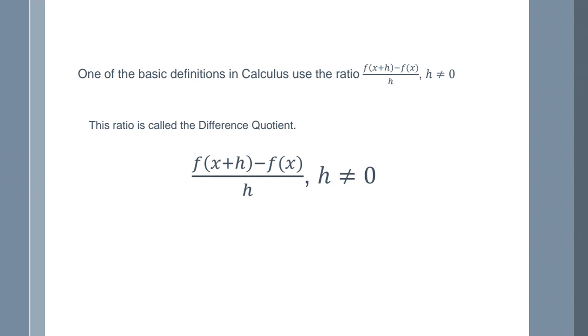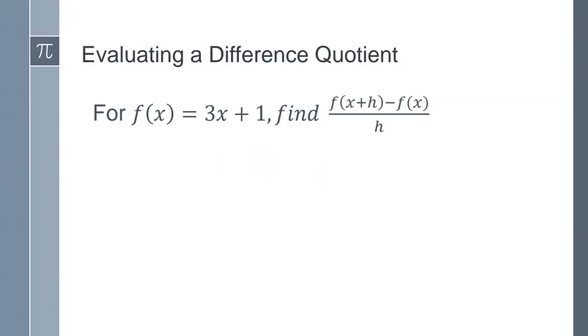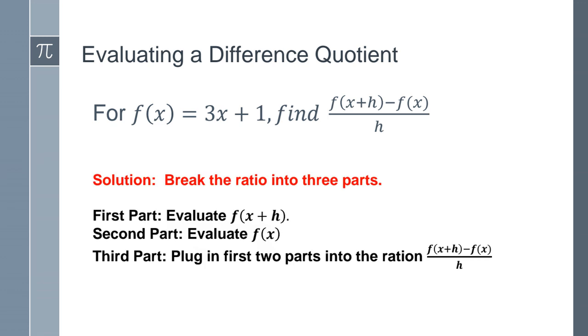Now, let me show you how we're going to be using it in our classes. Okay, so your homework is going to say, use the difference quotient to evaluate this function, f of x equals 3x plus 1, and it's going to say, find f of x plus h minus f of x over h. So the way I like to do this is you see that this really involves 3 different parts. So let's look at it. The first part is evaluating the f of x plus h. The second part is evaluating f of x. And then the third part is plugging everything in together and then doing the division by h. Okay, so let's go ahead and do this.